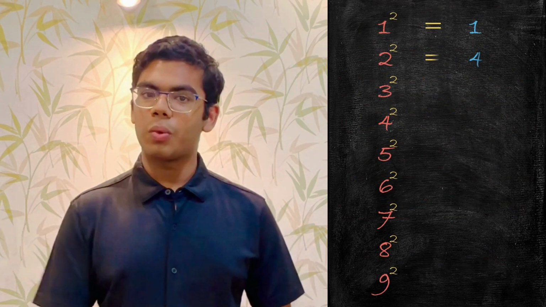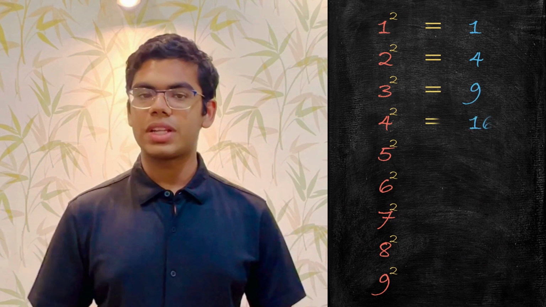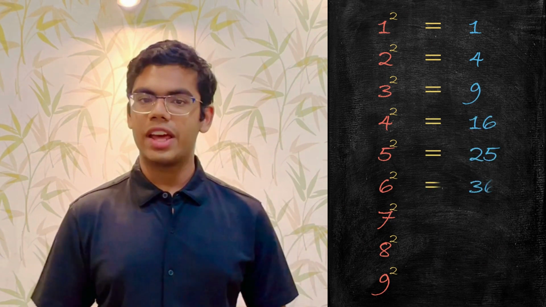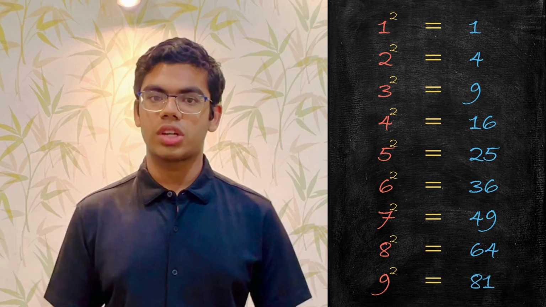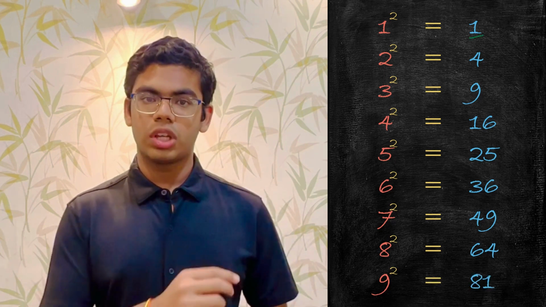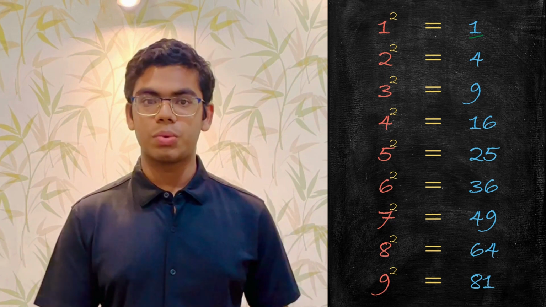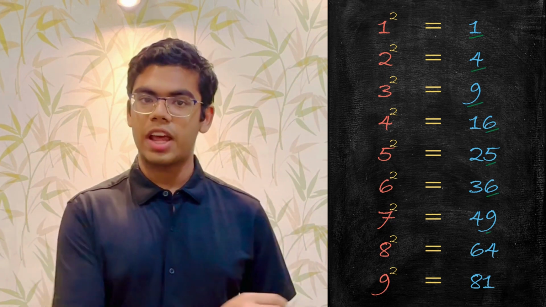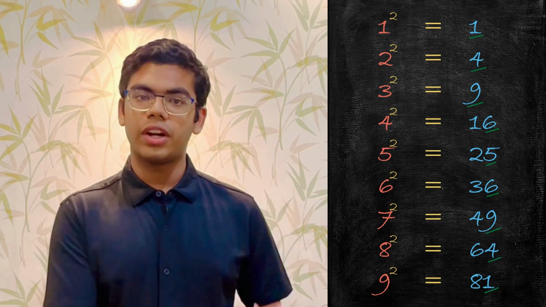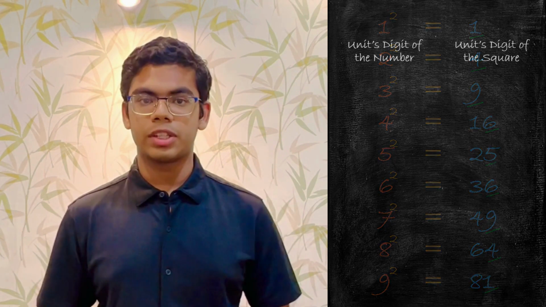We all know 1 square is 1, 2 square is 4, 3 square is 9 and so on. But right now we'll focus on the units digit of the square. So the units digit of the square of 1 is 1, of 2 is 4, of 3 is 9. Let us collectively write all of these on a single page.